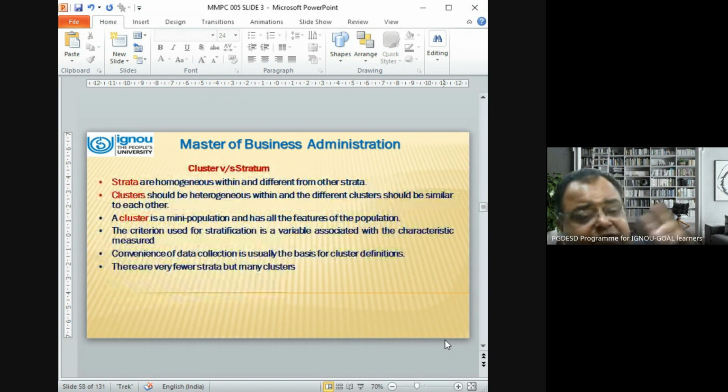Now the question is, what is the difference between a cluster and a stratum? Strata are homogeneous within and different from other strata. Clusters should be heterogeneous within, and different clusters should be similar to each other. A cluster is a mini population and has all the features of the population. The criterion used for stratification is a variable associated with the characteristic measured. Convenience of data collection is usually the basis for cluster definition. And there are very few strata, but there are many clusters.